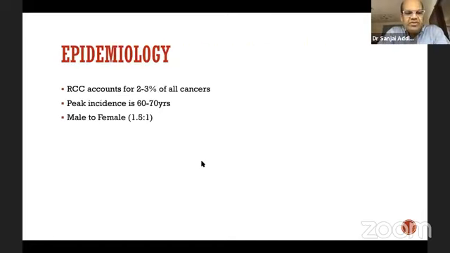The reason why I have included epidemiology here is whenever things don't fall in line with what is expected, you have to expect the unexpected. So what I mean by that is, when you look at the peak incidence of renal cell carcinoma, it is around 60 to 70 years. So whenever a 20 or a 30-year-old is presenting, you got to think why, okay? And again, the male to female ratio is 1.5:1. Again, you would think that if a younger female is presenting, then there is a higher probability they might be carrying a genetic syndrome. Okay, so just to highlight that the peak incidence of renal cell carcinoma is 60 to 70 years.